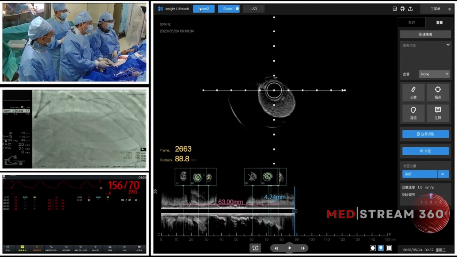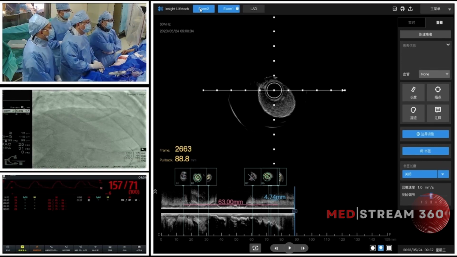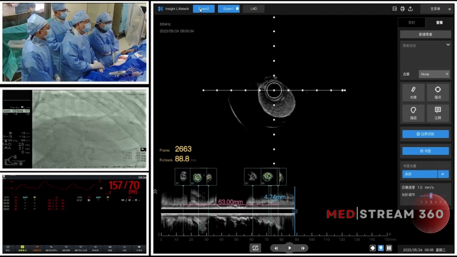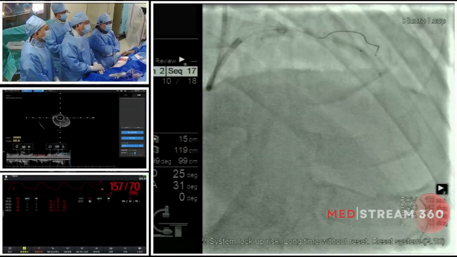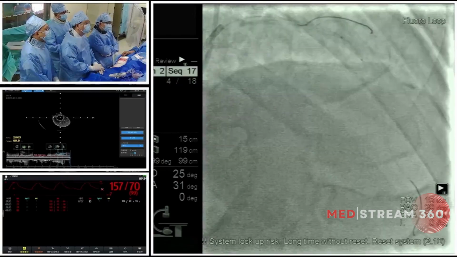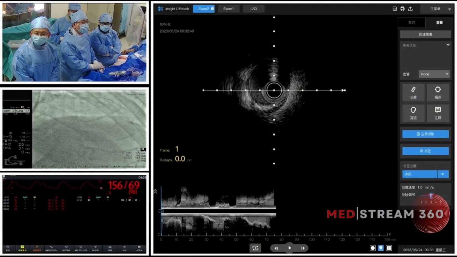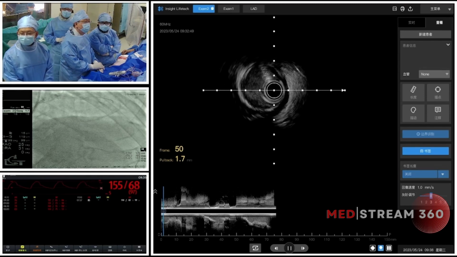This is the IVL balloon. We selected a 3.5 millimeter IVL balloon to modify the calcified lesion. After the IVL, we performed OCT. Let's show the OCT image after the IVL.